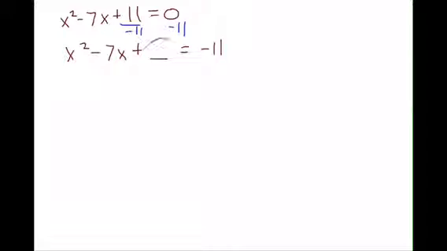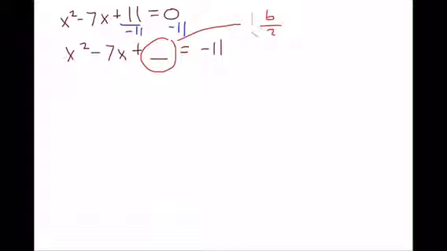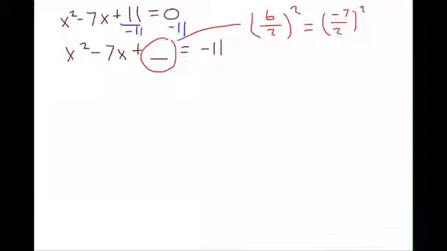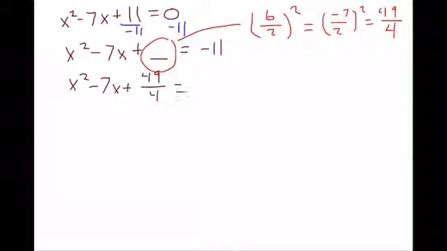And in order to find this missing number, we are going to want to use the equation b divided by 2 squared, which in this case is negative 7 over 2 squared, which equals 49 over 4. So we now have x squared minus 7x plus 49 over 4. And remember, since we added 49 over 4, to do the same thing to the other side, giving us negative 11 plus 49 over 4.